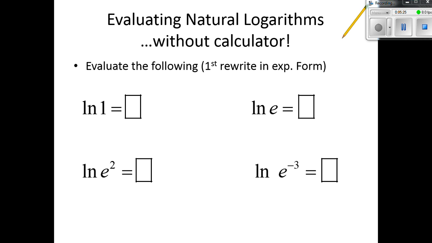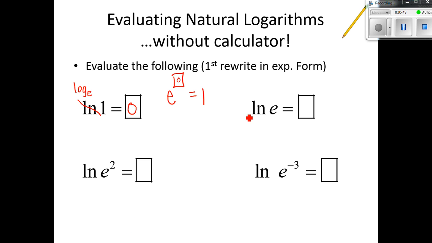So let's evaluate natural logs without a calculator. Our first step is always to rewrite it in exponential form. Well, we know natural log is the same as log base e. So this would be e to what equals 1? Well, anything to the 0 power is 1. So this would be 0.